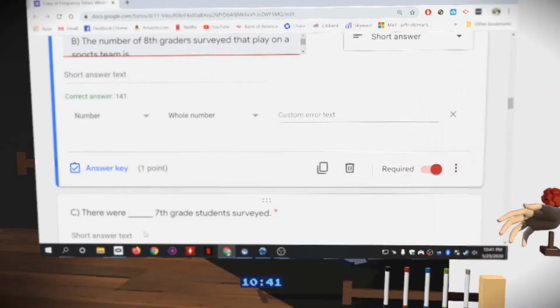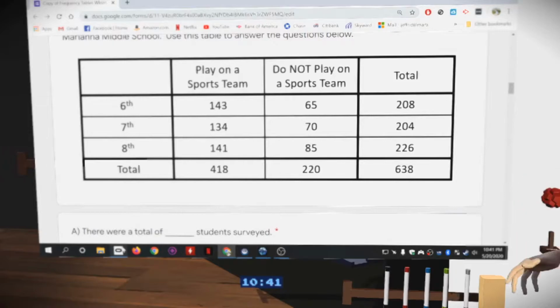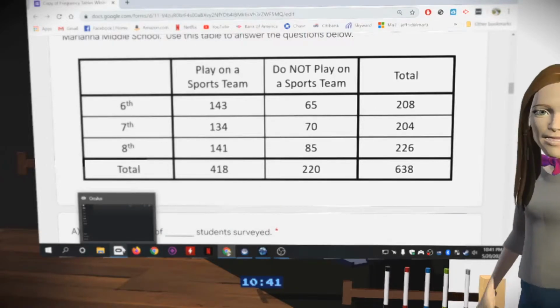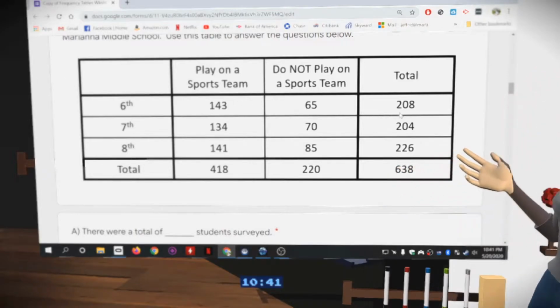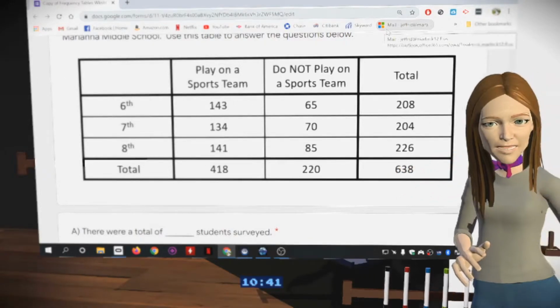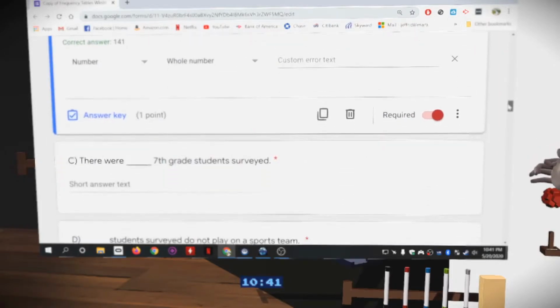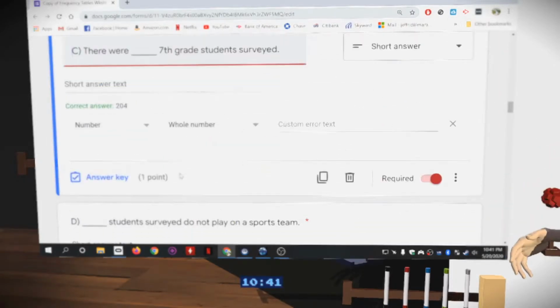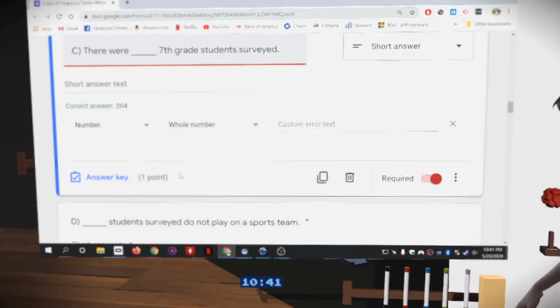Next question, there were blank 7th grade students surveyed. So we want to go back up to the table. How many 7th grade students were surveyed? You want to go to the 7th grade row and go all the way over to total. Total 7th graders, 204. Answer here, 204.